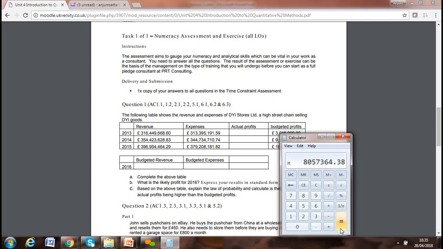Yes, so my profit was lesser than the previous year. If you want to calculate it as a percentage, you can calculate it as a percentage as well.